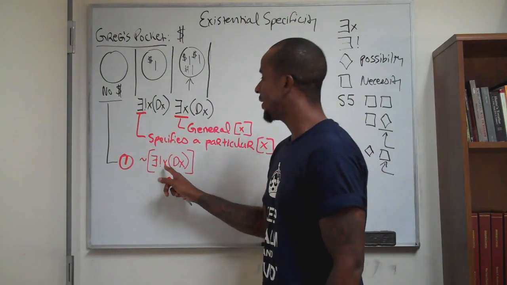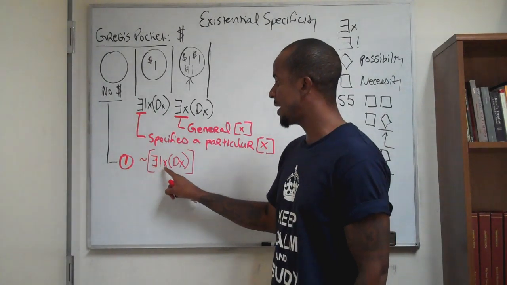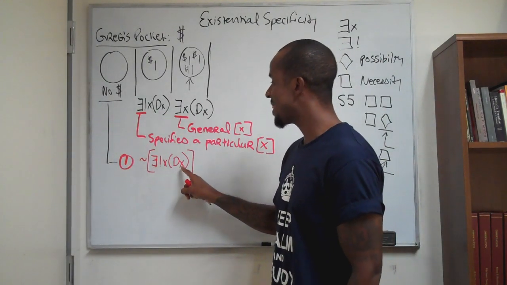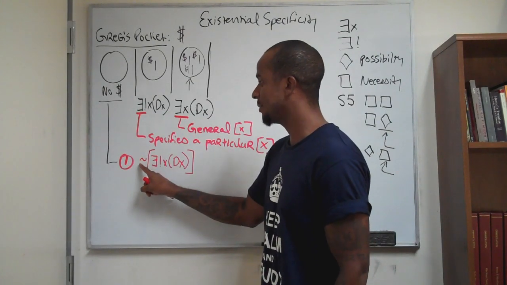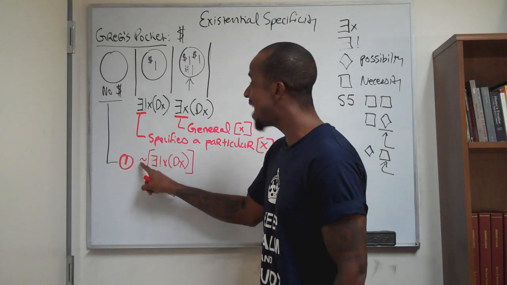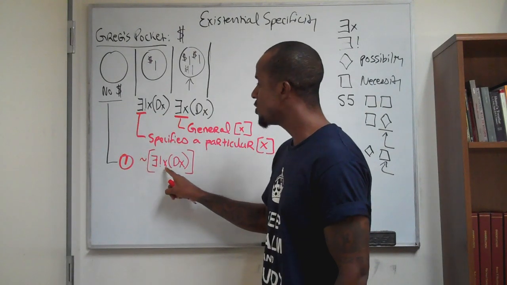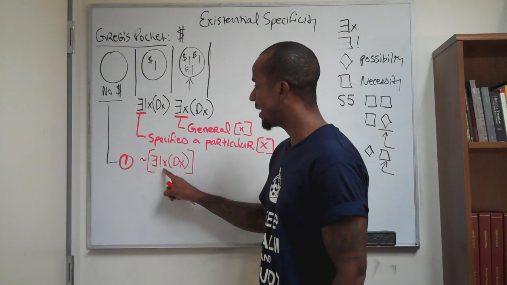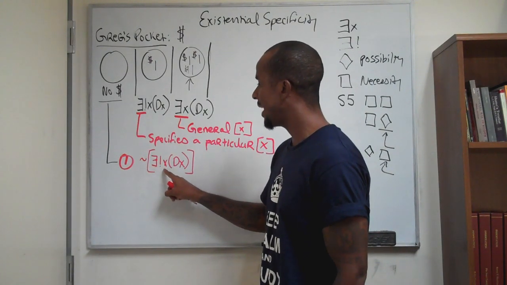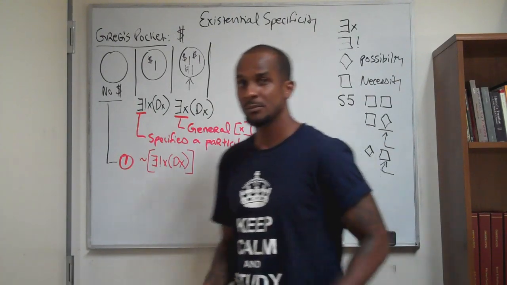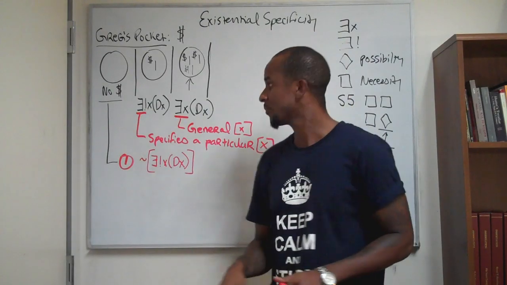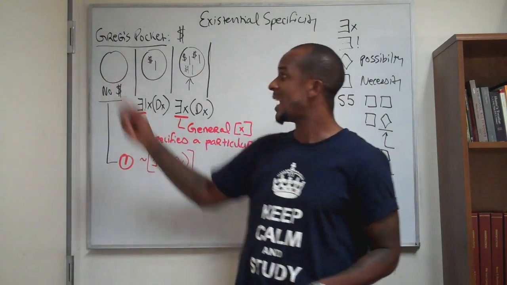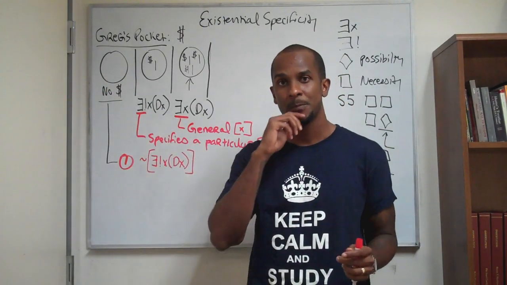So, there is a unique x such that that x is a dollar. And we're denying it, right? We're saying there is not a unique x such that that x is a dollar. It doesn't exist. There is no dollar. There is no specific dollar, right? Which would account for the absence of anything in my pocket, okay?